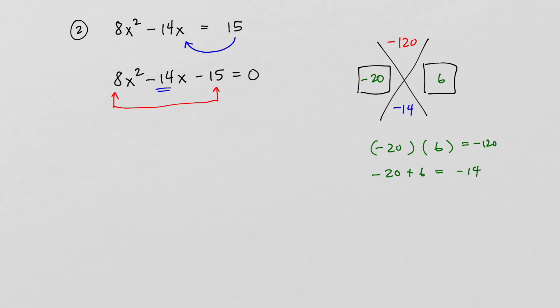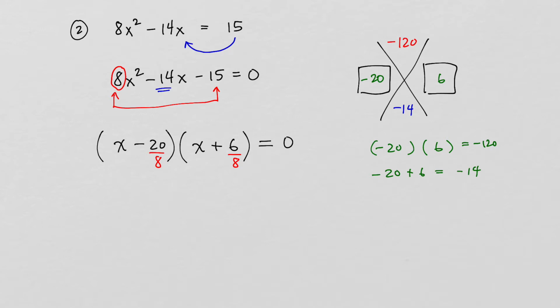Okay, and now in the next step, what we do is we're going to create a couple of sets of parentheses here. And I'm going to put x here and x here. And then those two numbers, so negative 20 and positive 6, I'm going to write those down. And then what I need to do is divide each of those numbers by the leading coefficient. So I have to divide by 8. So I need to divide the 20 by 8, and I need to divide the 6 by 8.